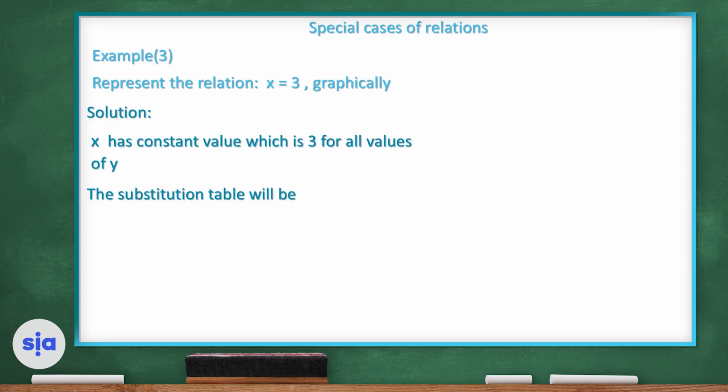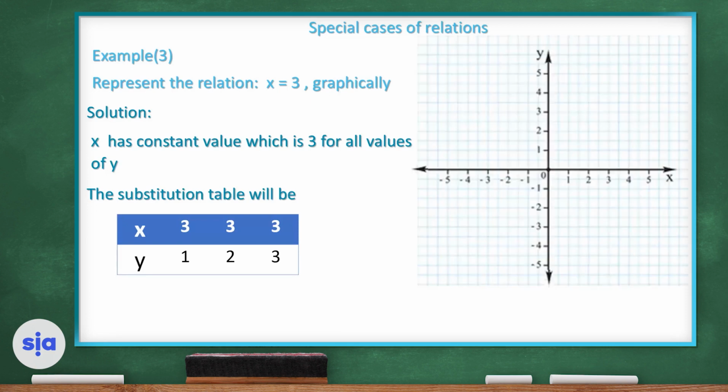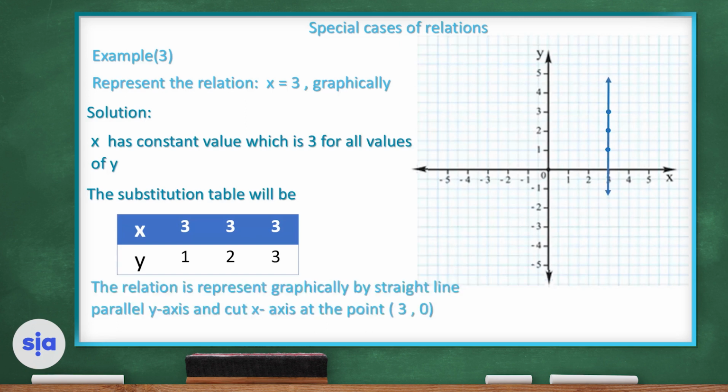The substitution table will be: x has the same value which is always 3, and the y value can be changed. So we get the graph. We plot the 3 points, 3 and 1, 3 and 2, and 3 and 3. We connect between them. They're going to form a vertical line. So the relation is represented graphically by a straight line parallel to the y-axis that cuts the x-axis at the point 3, 0.